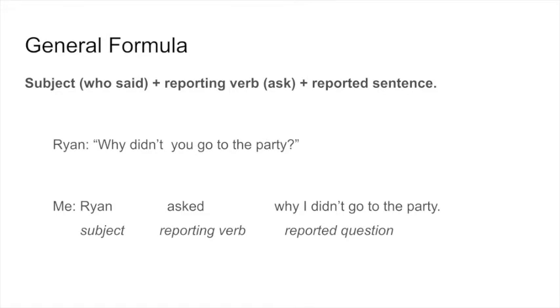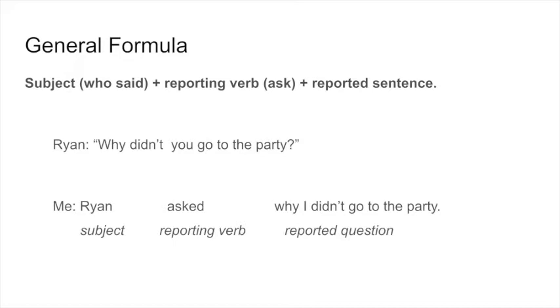Okay, let's see the general formula for reported questions. First, we're going to need a subject. Who is the person that said it? Who are we repeating? Who are we reporting what they said? Then we're going to need the reporting verb. There are several reporting verbs, but for questions, we're mostly going to use the verb ask as a reporting verb. And then we have a subject, a reporting verb, and then a reported sentence. For the reported sentence, we're going to repeat the thing that they said, but we're going to do it a little bit differently. Let's see how we're going to do it.